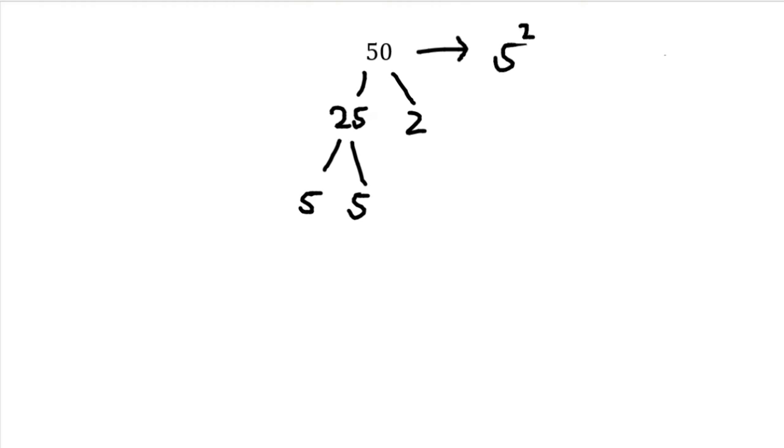Today we're just going to find prime factorization. Okay, so let's find the prime factorization of 50. 50 can be divided by 2, so 25 and 2, and 25 can be broken down into 5 and 5, meaning that the prime factorization of 50 is going to be 5 squared times 2. We're just going to square the number that is repeated.